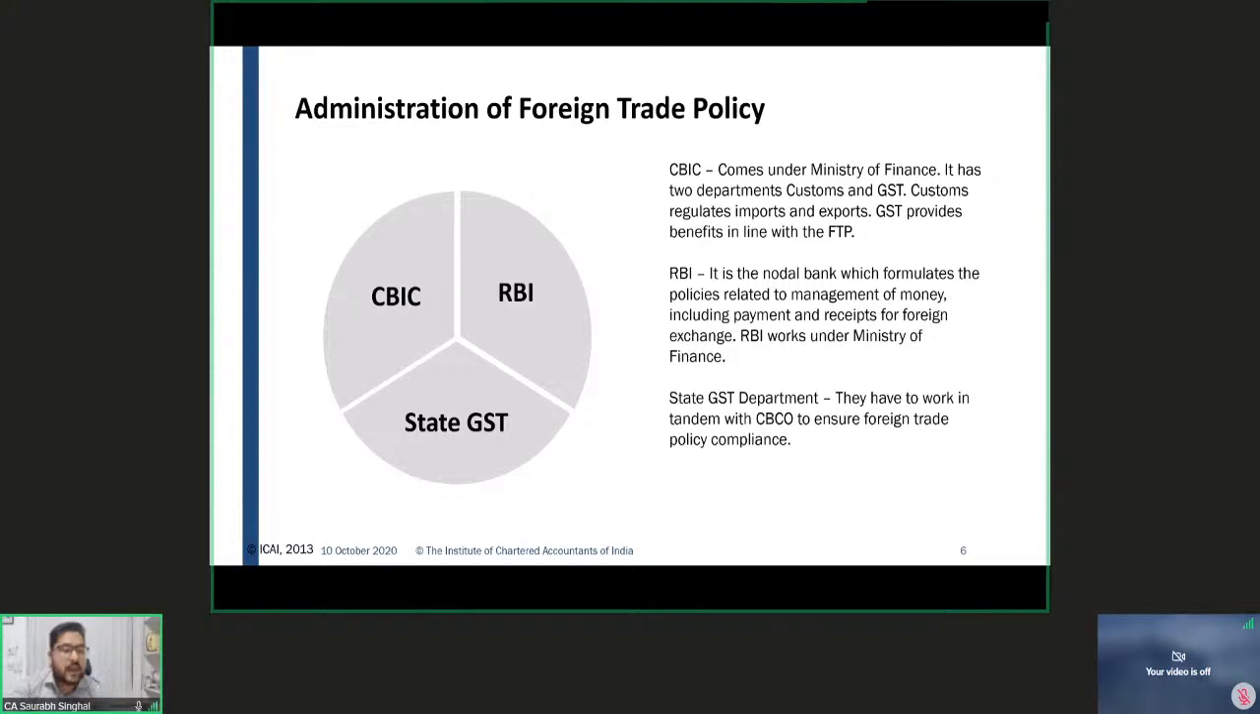Also partially by RBI, because it is the central bank in India, and RBI controls all the money flow between other countries and India. And obviously foreign trade policy deals with that money control. So that is regulated through various RBI circulars, master directions, and orders. Similarly, state GST also is involved because under GST law, central GST and state GST have to work in tandem. So in that respect, even state GST departments are involved in the administration of foreign trade policy.